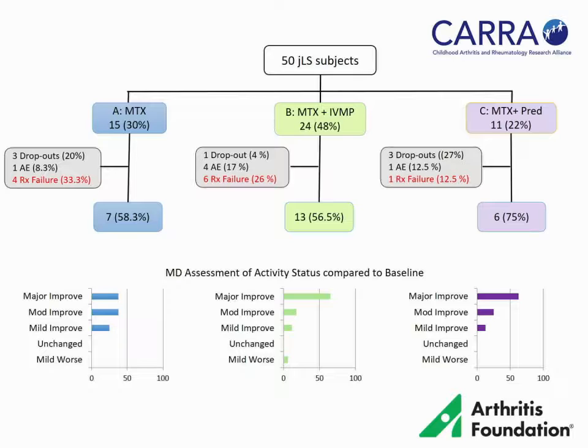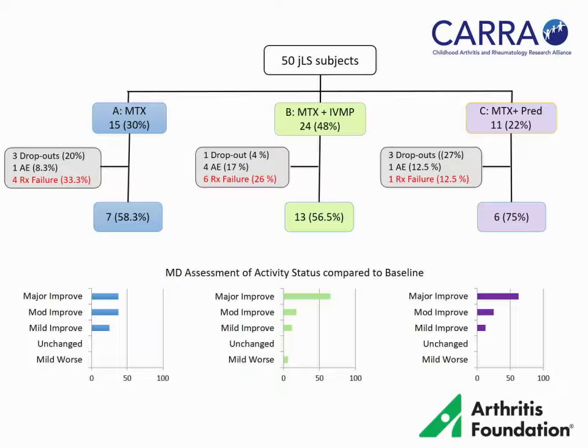We looked at several different assessments. This is a bar chart just asking the physician to rate the patient compared to baseline for each of the treatment arms. This is methotrexate alone, this is methotrexate with IV steroids, methotrexate with oral steroids. The majority of the patients, regardless of which arm they started in, were rated as having a major improvement or a moderate improvement in their activity status. For each of the arms, and again, this is underpowered, so even though it looks a little better maybe for the steroid arms, we can't really conclude that, okay?